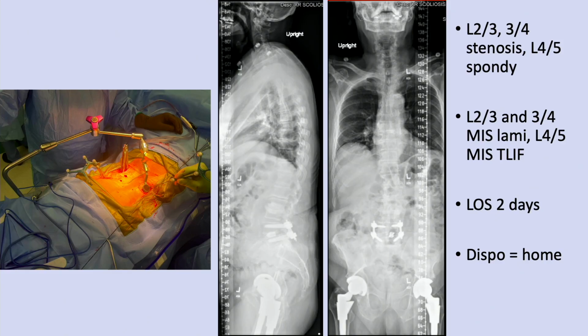And so rather than subject this frail patient to more invasive, large reconstructive surgery, I decided to do an L2-3 and L3-4 minimally invasive decompression. And then at the level of instability, I did a minimally invasive TLIF at L4-5, just a little bit about the setup that we all know, through a 22 millimeter tube. Using navigation, this patient stayed in the hospital 2 days after surgery, and he went home. He didn't go to rehab.